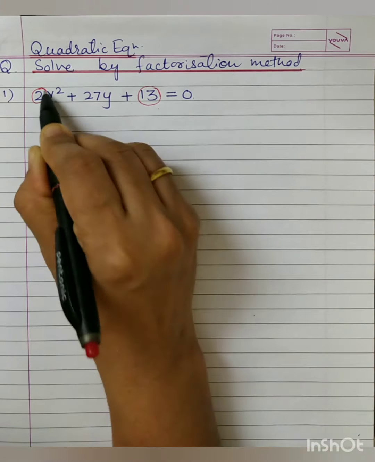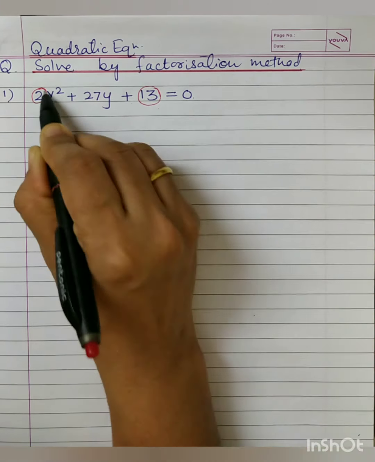What are we finding? Sum. What is the sum? The coefficient of the middle term y, which is 27. What are the two numbers whose product is 26 and sum is 27? Pretty simple numbers to guess: 26 and 1. 26 ones are 26, and 26 plus 1 is 27.